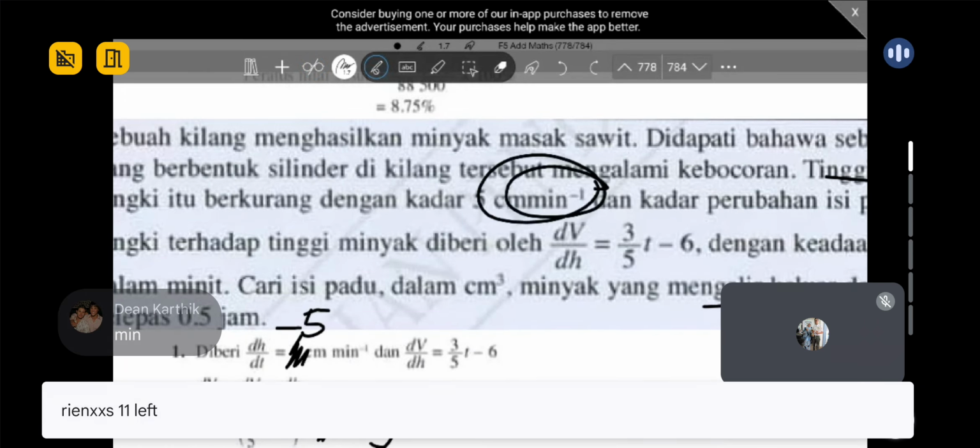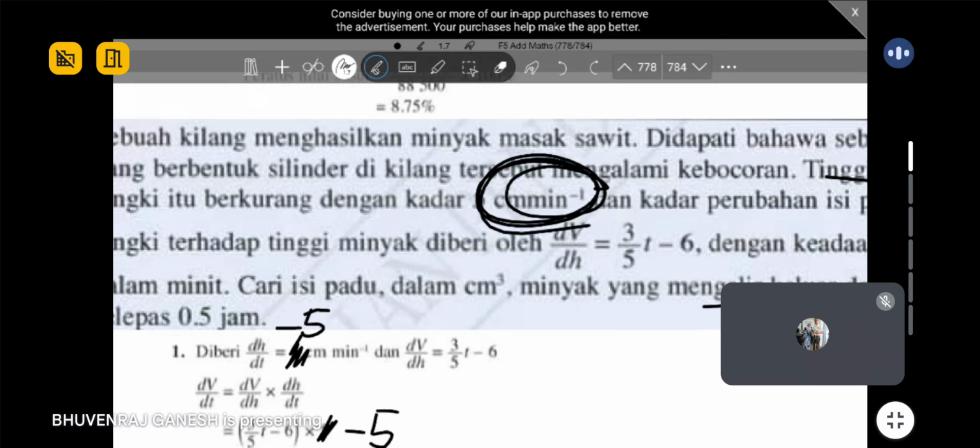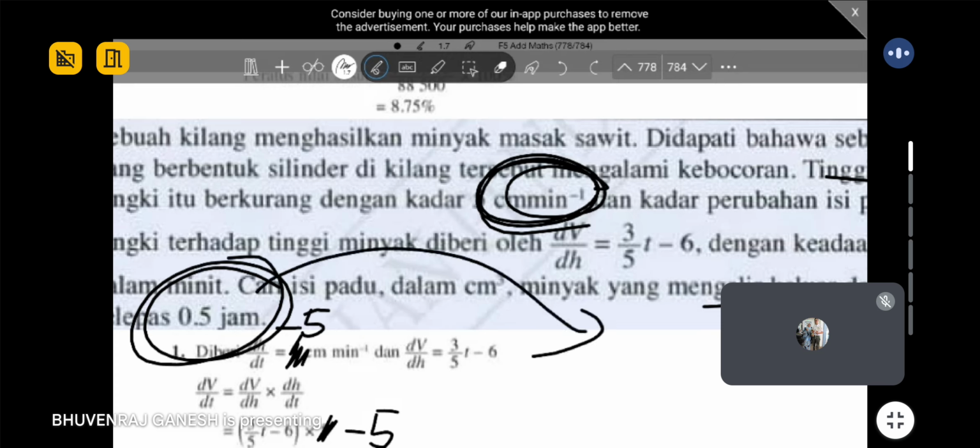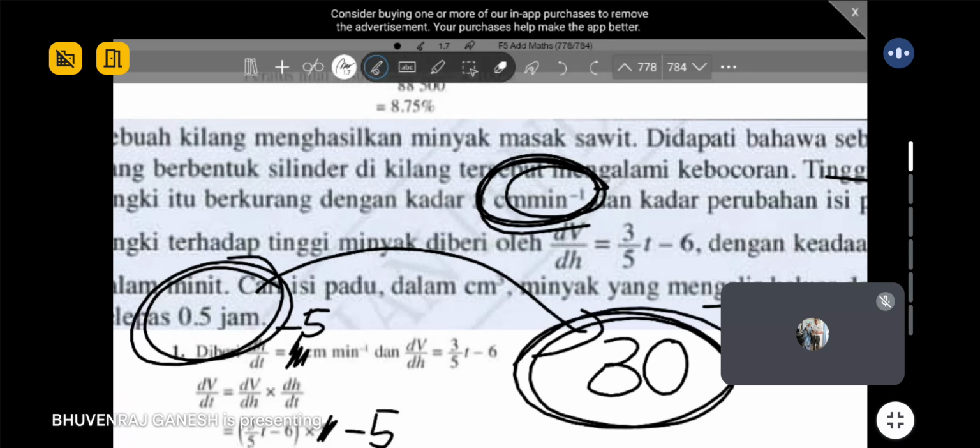Do you all see this, guys? Minute means that when we are solving the question, we need to use minutes. Kita kena guna unit minute. So guys, 0.5 hours, how many minutes? Cuba convert. 0.5 jam sama dengan berapa minit? Yes, 30 minutes, guys. So you must use this value 30 when you do your integration, pengamilan, because they ask you to find the volume. Am I right? Cari isi padu.